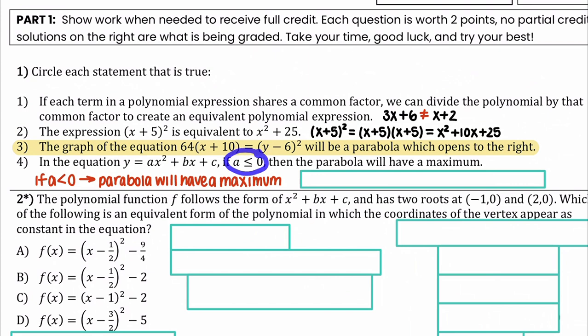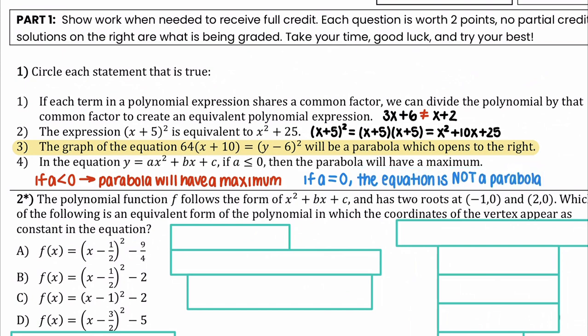But notice here that this is less than or equal to. So if a is equal to 0, what direction would the parabola open in? If we remember from a while ago, we kept saying a cannot equal 0, because otherwise the equation is no longer a quadratic equation. It's no longer a parabola. Because if we were to substitute a equals 0 into the equation, then we would have 0 times x squared, which completely eliminates that, leaving us with bx plus c, and that is linear.